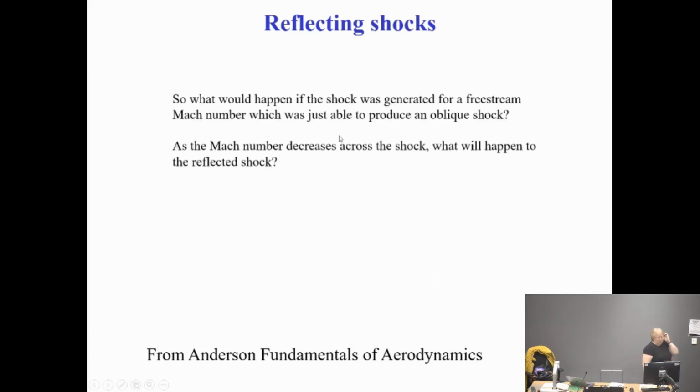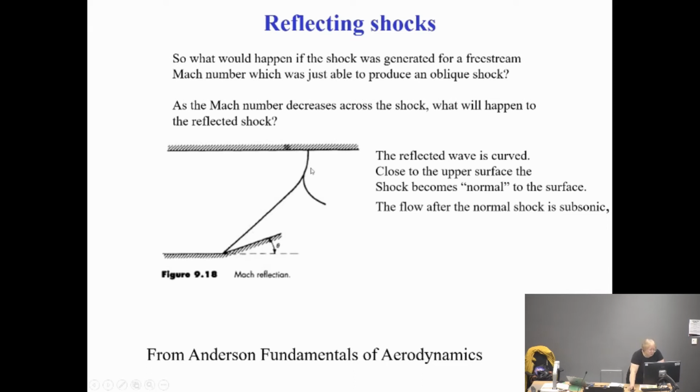Right, so what would happen if the shock was generated for a free stream Mach number and it's just about able to produce one of these oblique shocks? It's just getting in there. It's not quite missing the curve, but it's just about the limit. If we actually bring the Mach number down a bit more, what's going to happen to that reflected shock? Because we're just about winning as far as the shock is concerned. What actually happens is that you can see it doesn't quite make it all the way up, and it forms a standing shock, becomes normal to the surface.